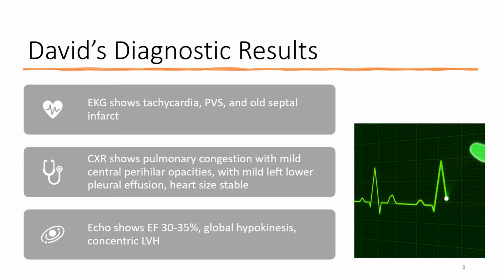There is another category of heart failure with a borderline EF, which is 41 to 49. Patients can also have heart failure with preserved ejection fraction. That would be anything greater than or equal to 50%.